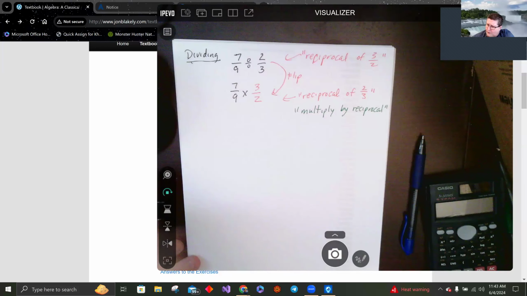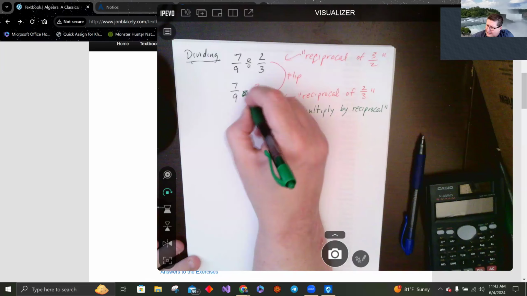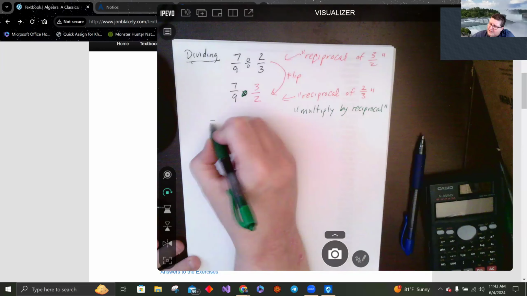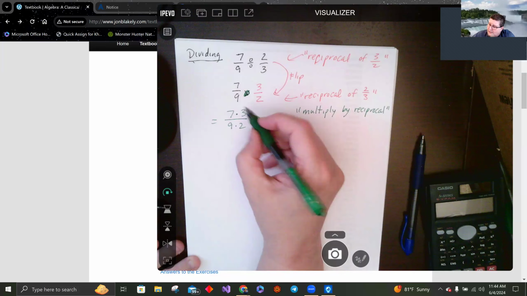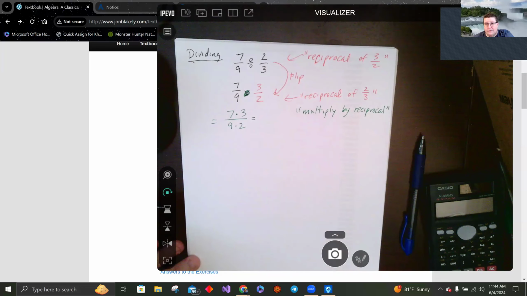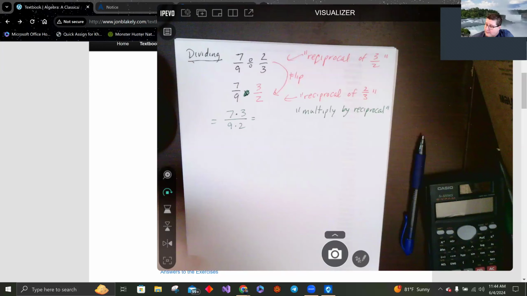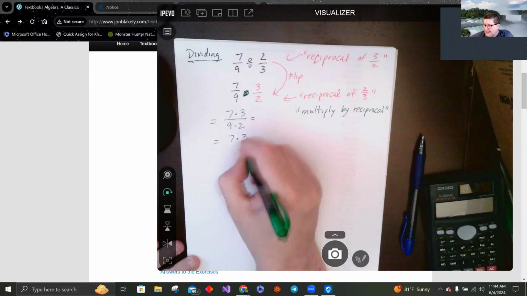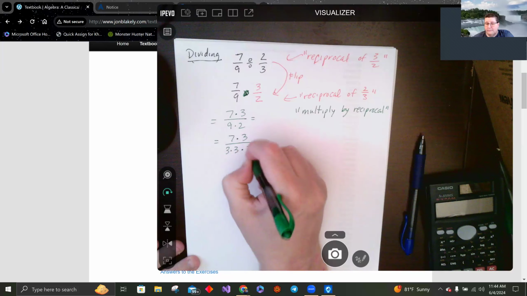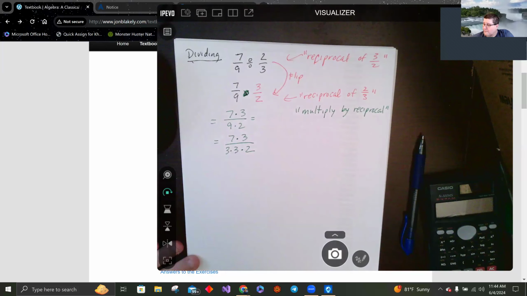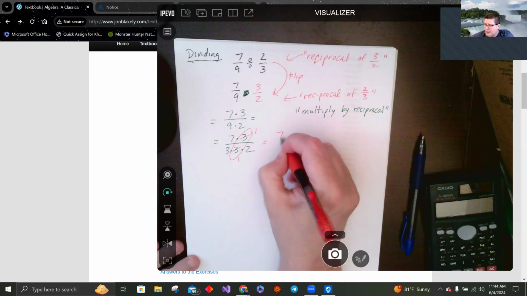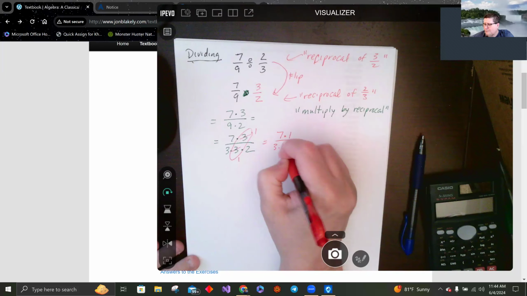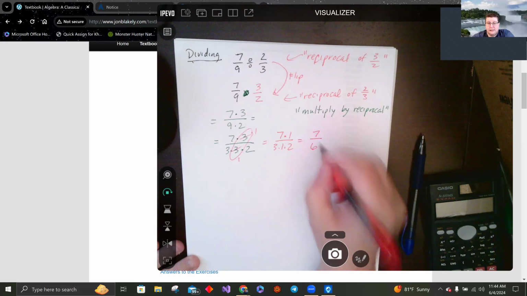So if I do that, now I'm going to use a dot, not an X. This turns into 7 times 3 on top and 9 times 2 on bottom. I am going to factor first. 7 and 3 are prime already. But 9 is not. 9 is 3 times 3. I can only cancel out them in pairs. I have 7 times 1 on top, 3 times 1 times 2 on bottom. This is 7/6.